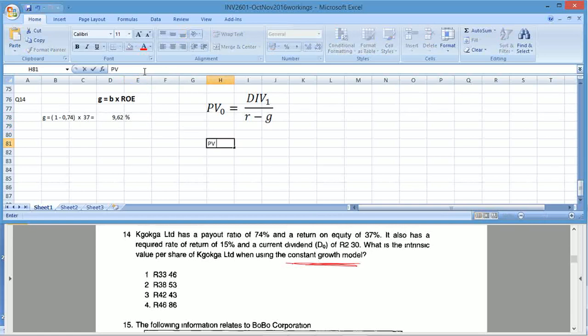Then I plug it into Gordon growth. Okay, but I want div 1. They said current dividend. So see, they even gave you a div 0 here. So obviously you're going to have to compound that for one period worth of growth. So 1.0962, which is your growth. Then divide that by open brackets 0.15, which is your 15%, less your growth rate. Close brackets equals. Type that into your calculator and you get an answer of 46.86, option 4.